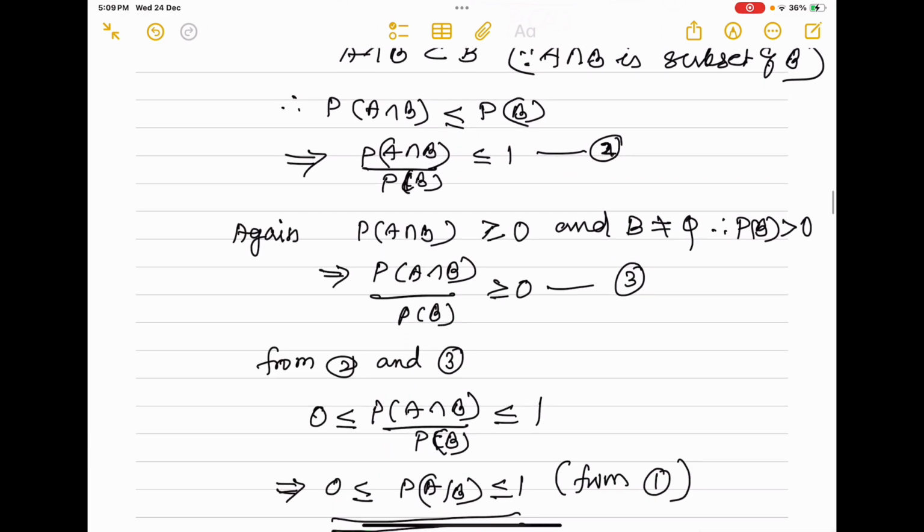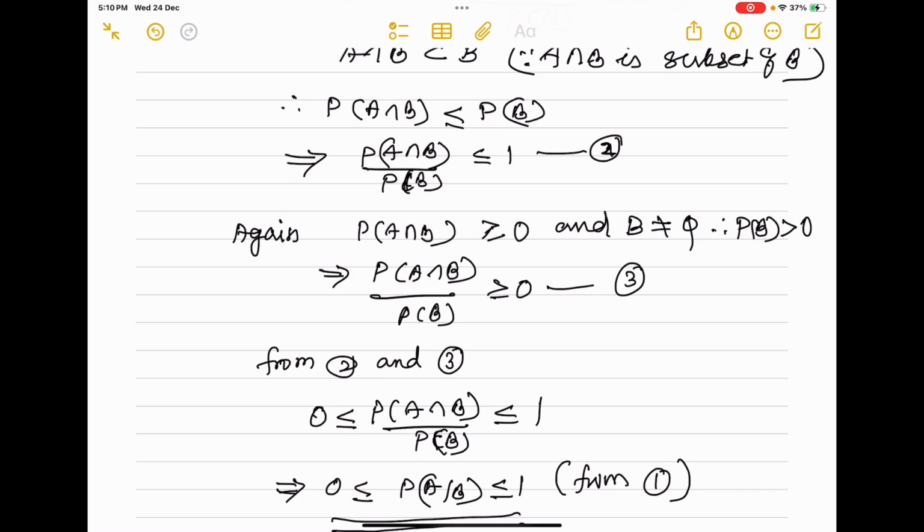Then again, P of A intersection B is greater than or equal to 0 and B is not equal to φ. That is, P of B is greater than 0. Then P of A intersection B divided by P of B is greater than or equal to 0. From 2 and 3, we get P of A intersection B by P of B less than or equal to 1 and P of A intersection B by P of B greater than or equal to 0. That means 0 less than or equal to P of A intersection B by P of B, and it is less than or equal to 1.